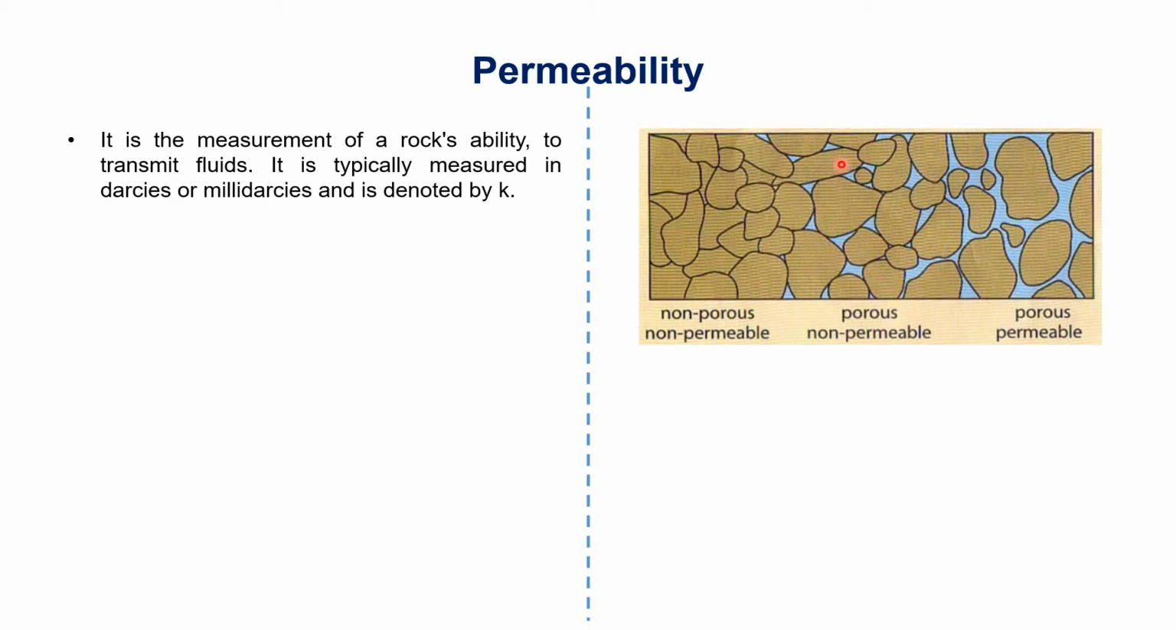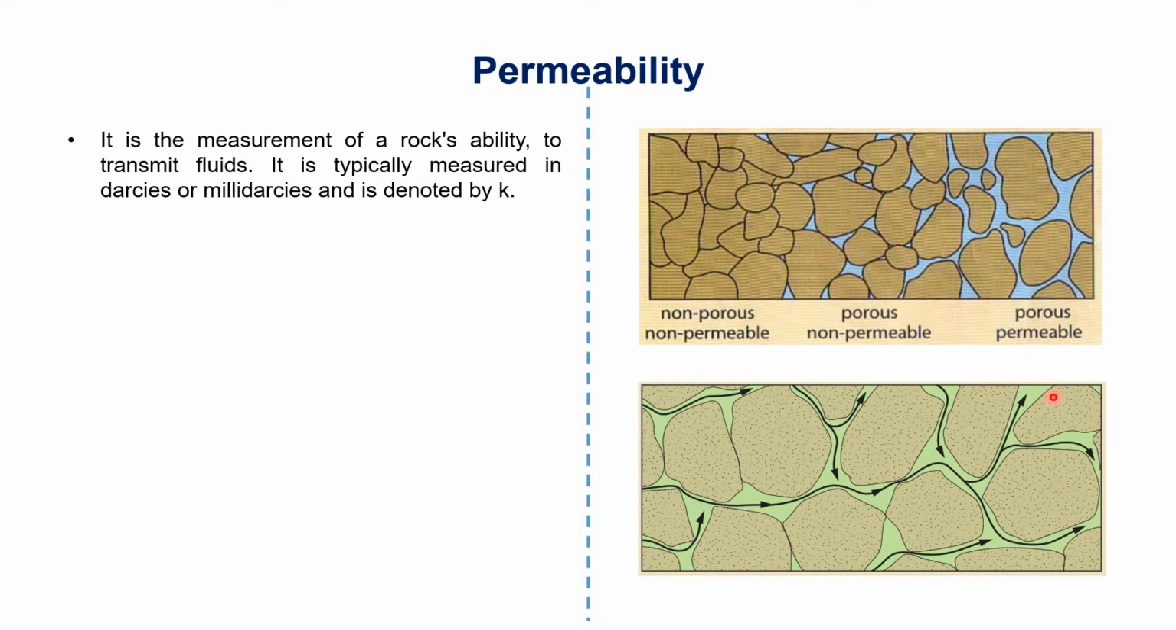The second part of the rock, here we have pores, but these pores are not connected, so this portion will also not be permeable. And the third portion, here we have pores and these pores are interconnected. It means that fluid can be passed through this part of the rock, so we will call this part the permeable portion of the rock.